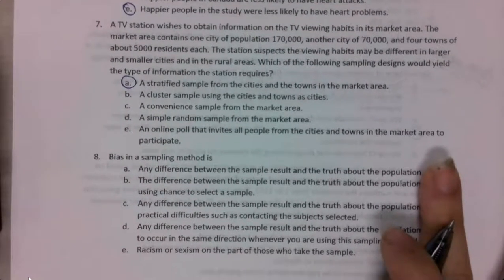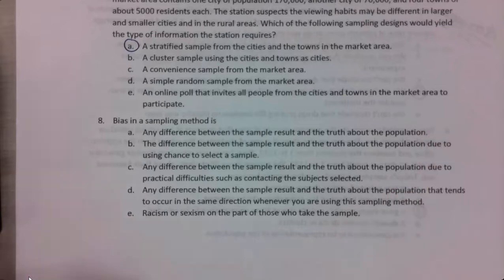Okay. Number 8 says bias in a sampling method is A, any difference between the sample result and the truth about the population. B, the difference between the sample result and the truth about the population due to using chance to select a sample. C, any difference between the sample result and the truth about the population due to practical difficulties such as contacting the subject selected. D, any difference between the sample result and the truth about the population that tends to occur in the same direction whenever you are using this sampling method.